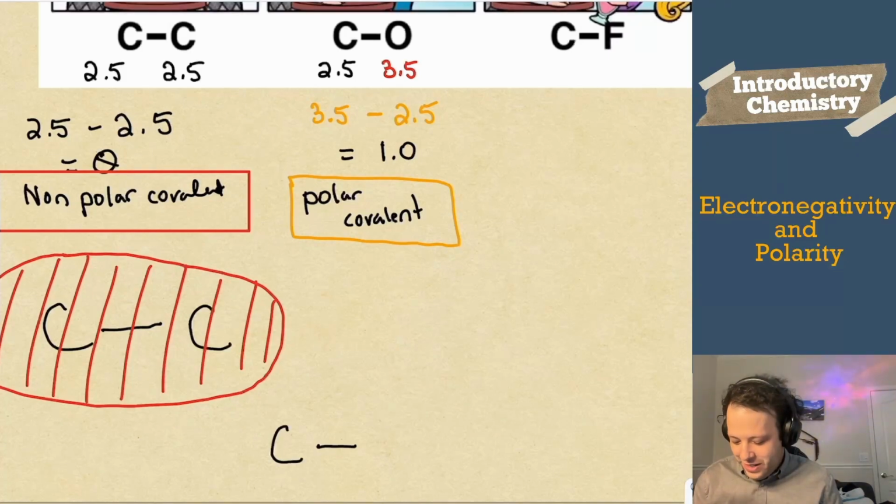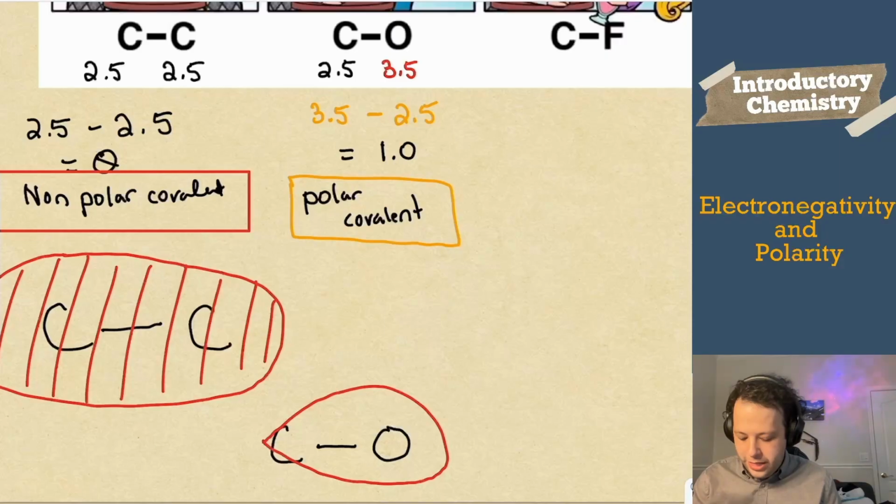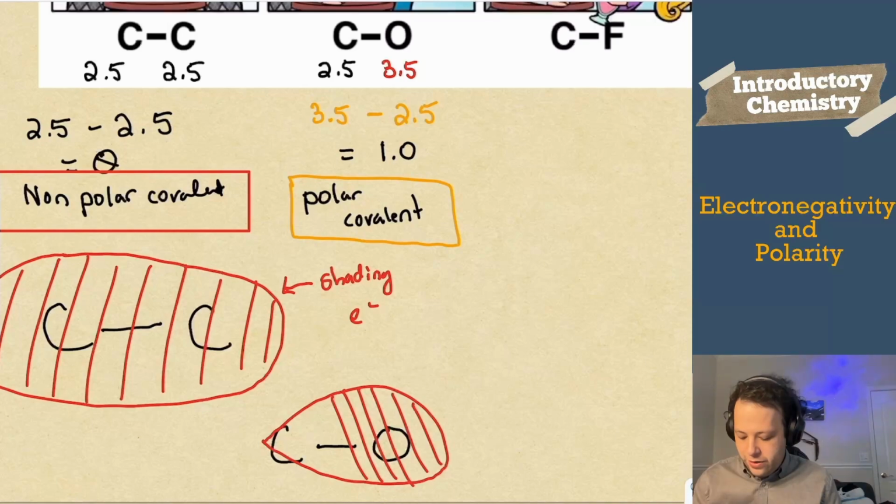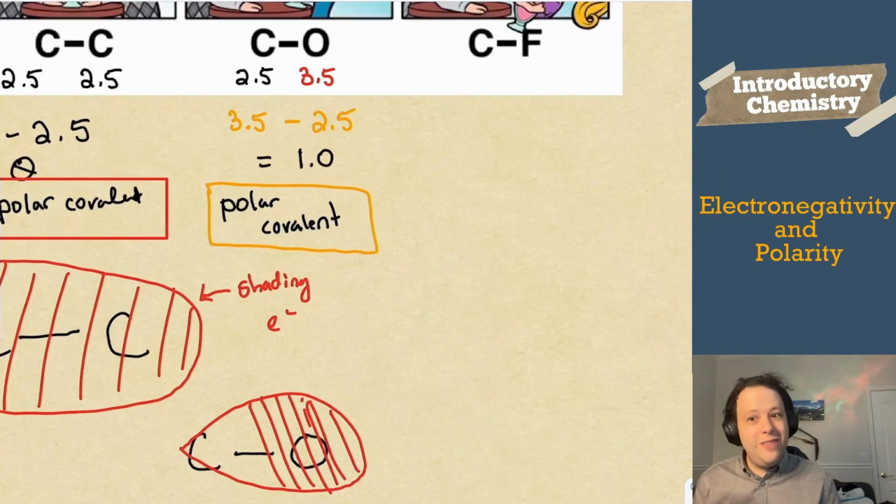So, if I have carbon and oxygen, well, this means that the cloud is going to be more on oxygen because that has a higher electronegativity value. So when we show that, it's going to be a little bit more teardrop shaped, and more of the shading, which represents the electrons, is going to be a little more towards oxygen in this case. So it's going to be more heavily favored.